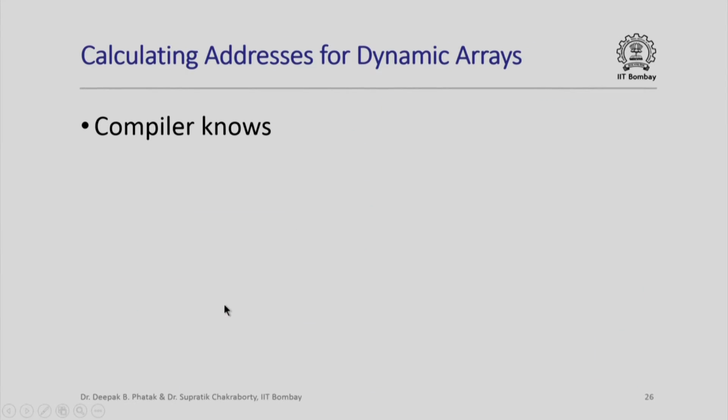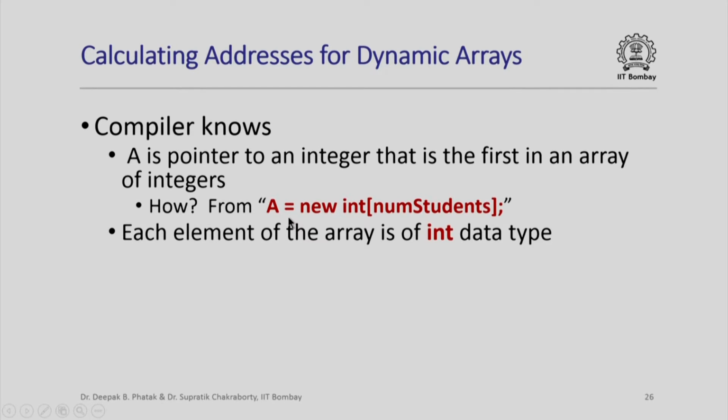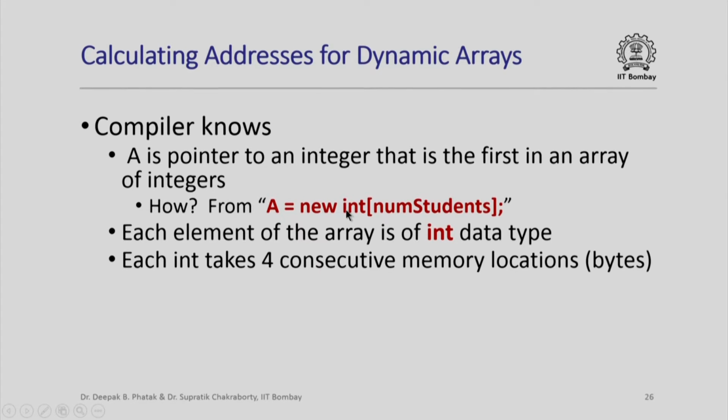Well, this is not very difficult. If you think about it, the compiler knows that A is a pointer to an integer, and that integer is basically the first in an array of integers. How did the compiler know this? From this statement. I am clearly saying I want to allocate an array of integers, and A is going to point to the first of those integers. The compiler also knows that each element of this array is of int data type, and that each int takes 4 consecutive memory locations.